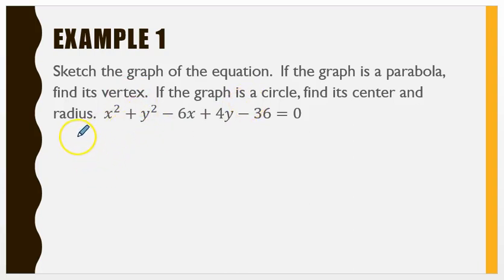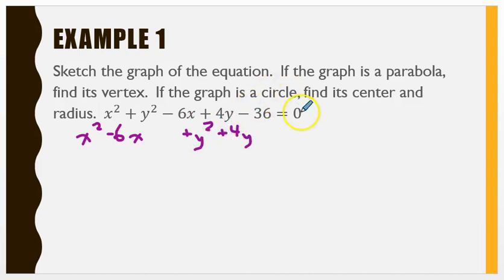To do that, I'm going to be using the same completing the square process we used last time. I need to group together the x terms. So I'm going to have x squared minus 6x, and I'm going to leave a space so that I can complete the square in a minute. And then on the same side of the equal symbol, I'm going to have plus y squared plus 4y.